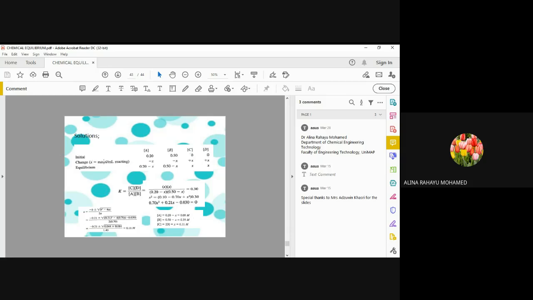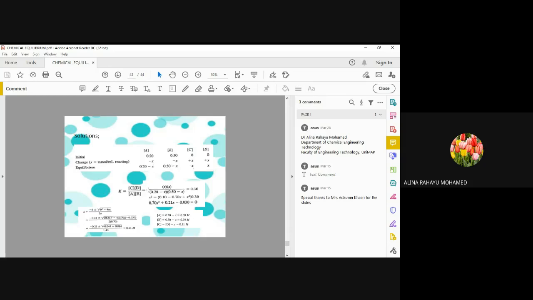At change, we have a decreasing amount of x, minus x for A. For B also minus x. For C we have an increase, plus x, and for D we also have plus x. At equilibrium we have 0.2 minus x for A. For B we have 0.5 minus x. For C we have plus x also, and for D we have plus x.